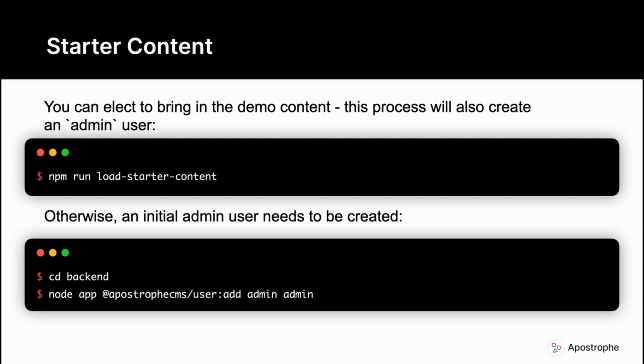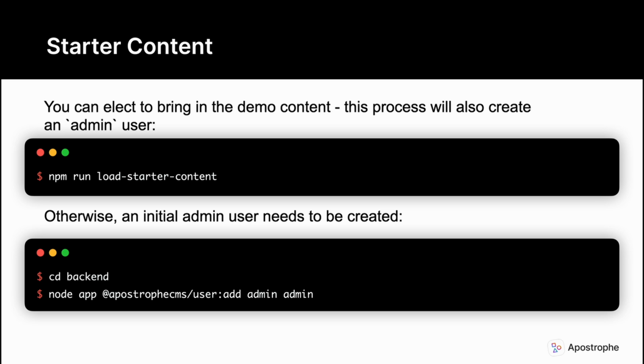To do this, you'll navigate to the backend directory and run a command to add a user with the admin role. The basic format is node app add ApostropheCMS/user:add, followed by your desired username and the type of privileges you want to give.